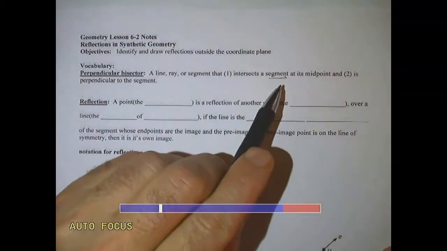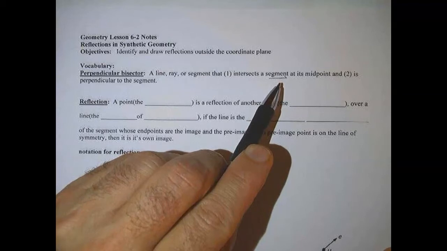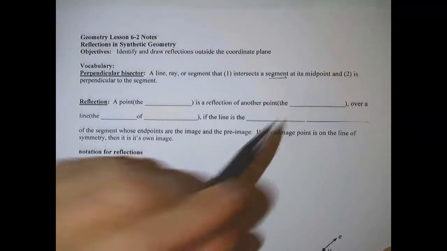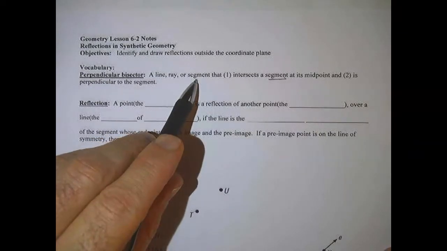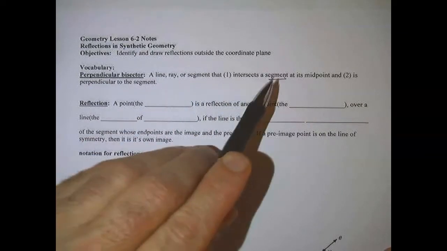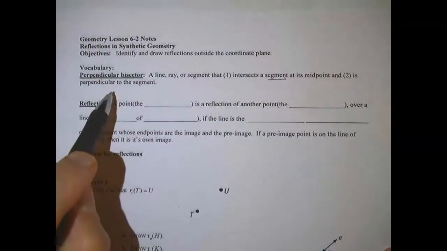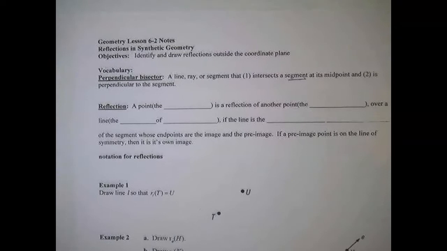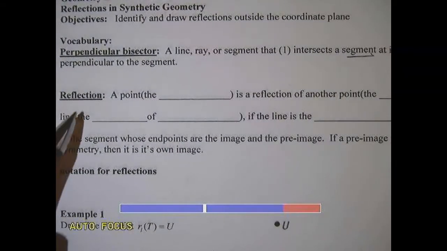When that segment has something else that's cutting it right through the midpoint and perpendicular to the segment itself, that's a perpendicular bisector. So it could be a line, it could be another segment, it could be a ray, but it intersects the segment that's being cut in half at its midpoint and perpendicular to the segment. All right, so we kind of need that idea here, that concept. So what is a reflection?